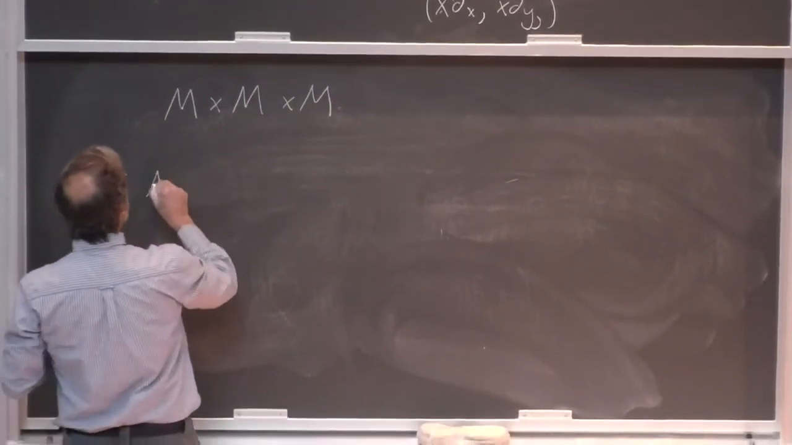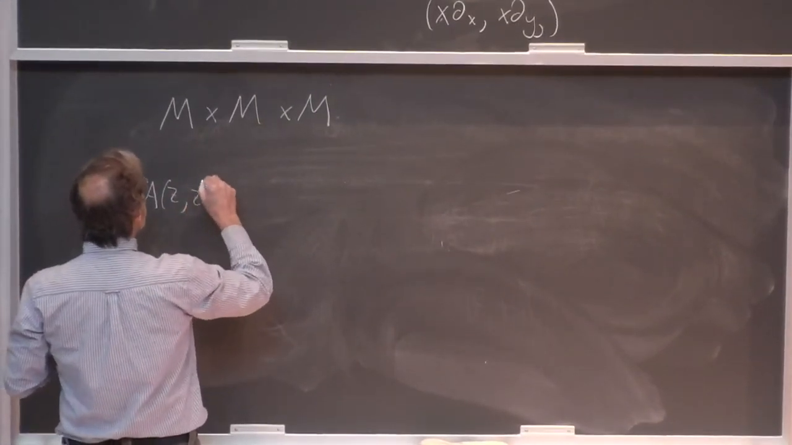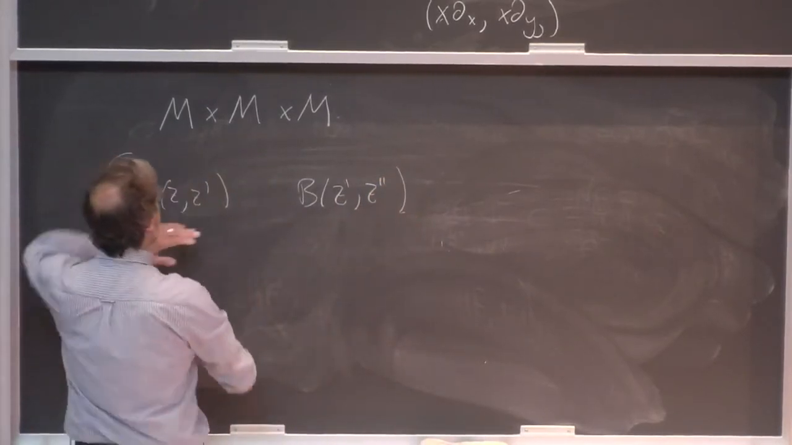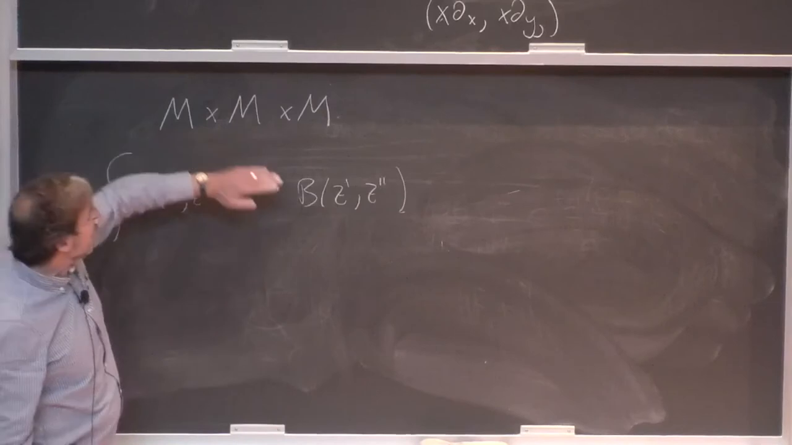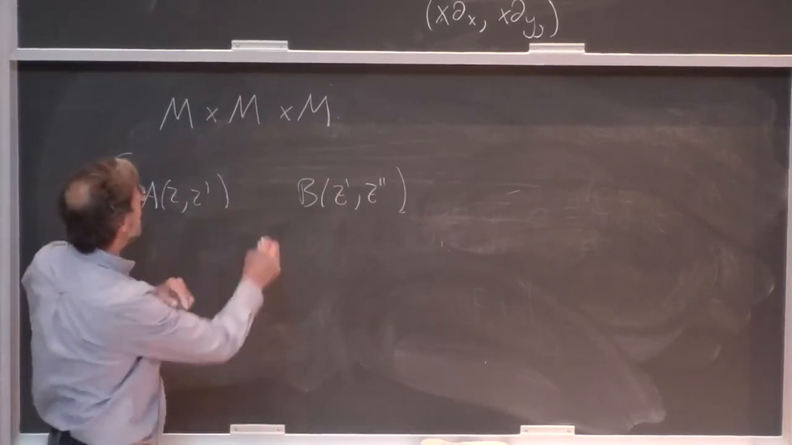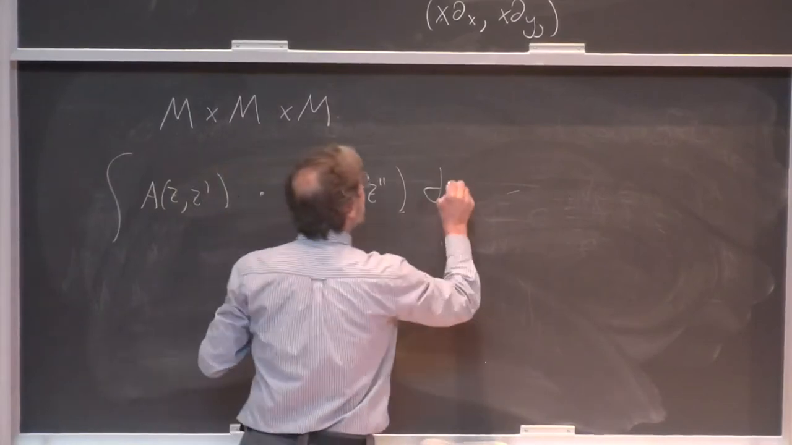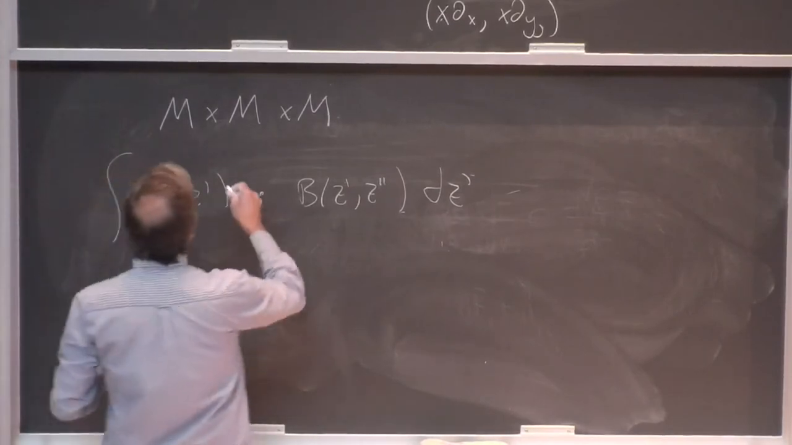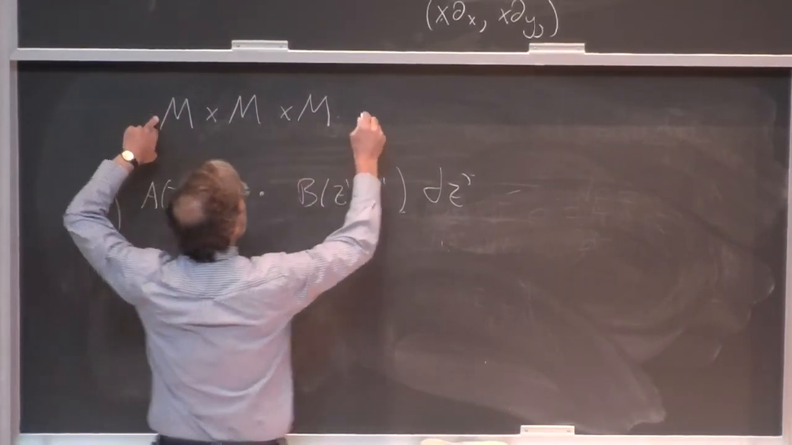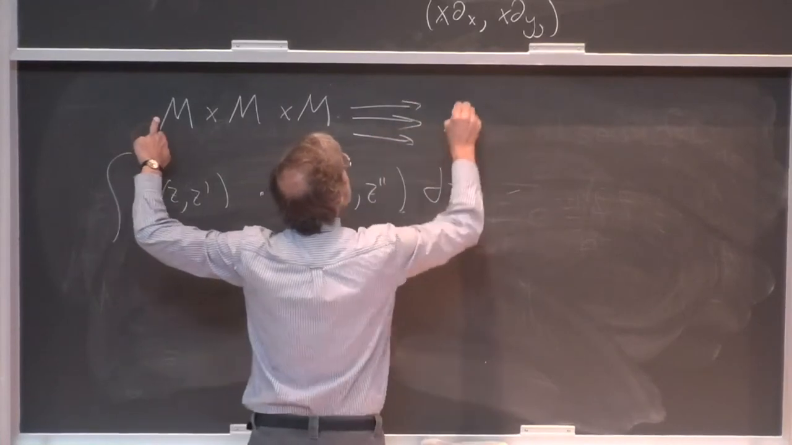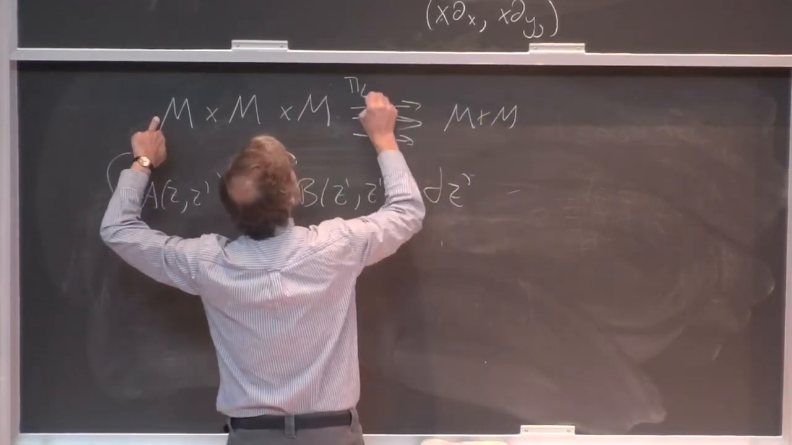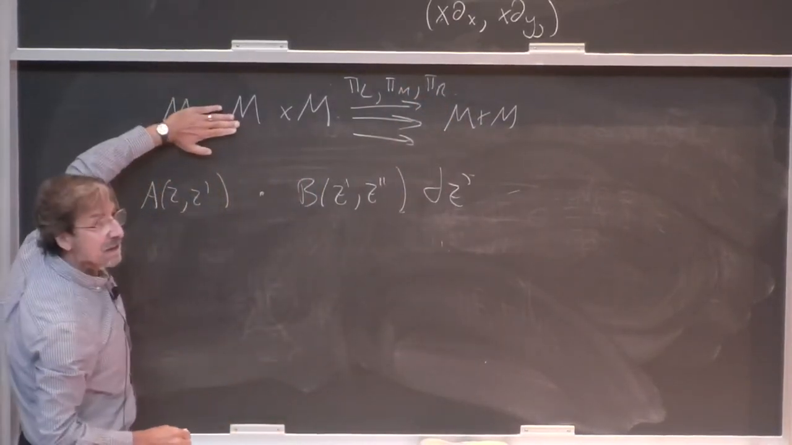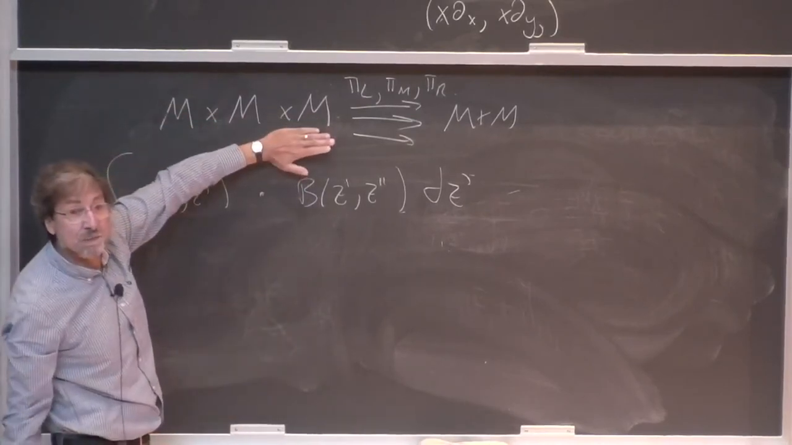Now, if I think of A as a function of z and z primed, and B as a function of z primed and z double primed, then composition means I take A, think of it as a function of these two variables, I take B, think of it as a function of these two variables, multiply them, and integrate in z primed. I wrote down what this means functorially the other day. I'm going to have three projections, M cross M cross M maps to M cross M in three different ways: the left projection, the middle projection, and the right projection.